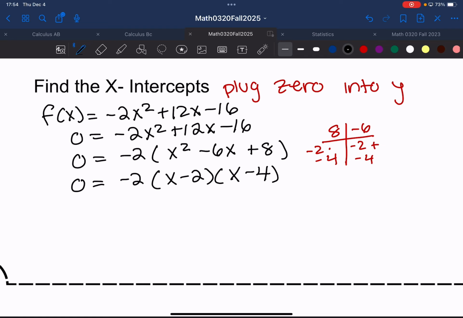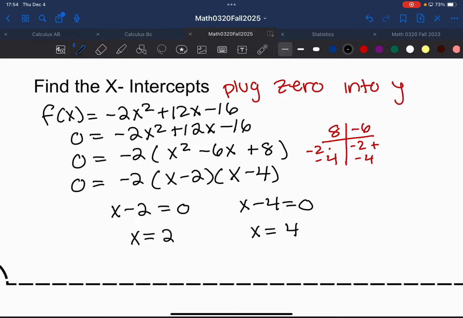Remember, I can go straight into the factors if my a value is what? 1. If it's not 1, then I have to do factor by grouping. So from here, in order to find my x-intercepts, I'm just going to set each of these equal to 0. So I ignore the first part because does it make sense to say negative 2 equals 0? No. So then I go to the next one, x minus 2 equals 0, which means x equals 2. And x minus 4 equals 0 means x equals 4.